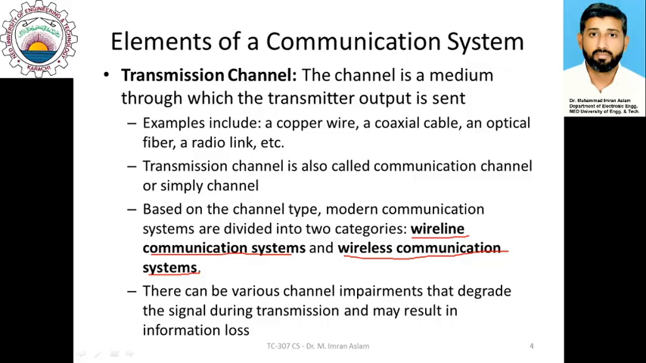The important thing is that whenever the signal passes through a communication channel, there are certain phenomena which affect the signal quality, or which affect the propagation of the signal. Because of those channel impairments, the signal quality generally degrades and results in information loss. There are certain types of those impairments that we will be discussing later in today's lecture.